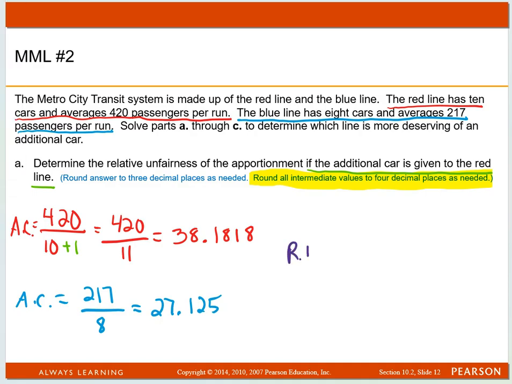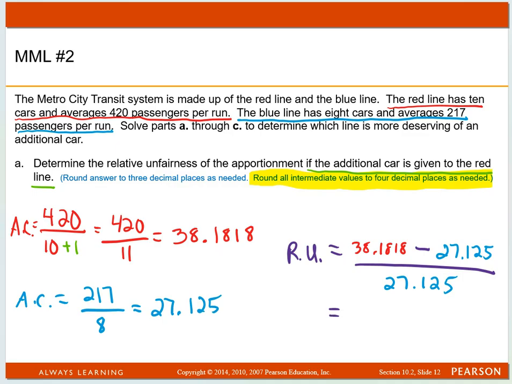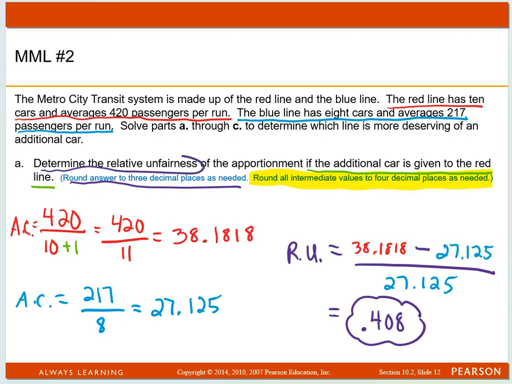The relative unfairness is going to be, you have to subtract these two numbers. So I'm going to take the 38.1818 minus the 27.125, and then you divide that by the smaller number, which is the 27.125. And that is going to give me the relative unfairness. This is the one where it says round your answer to 3 decimal places. So this is going to be 0.408. That's what they asked me to do. So 0.408, that is part A.